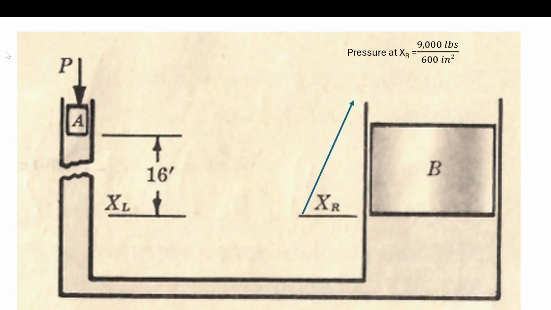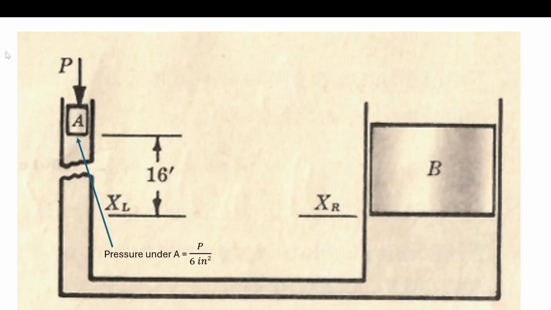So let's start by solving for that pressure at XR. If we remember before, we said force is equal to pressure times area. If we rearrange those terms, then we know we can get pressure is equal to force divided by area. In this case, the force is going to be the weight of B, which is 9,000 pounds. And that's going to be divided by the area that's in contact with the fluid surface, which is 600 inches squared. If we solve for that, we get a pressure at XR of 15 psi. So we've solved one side of the equation.